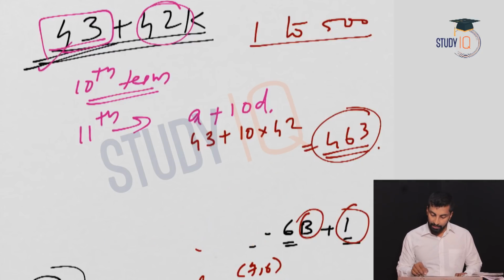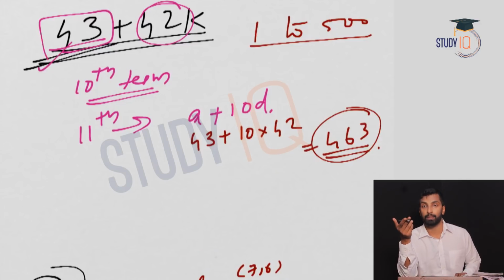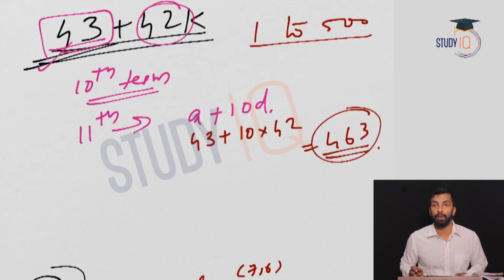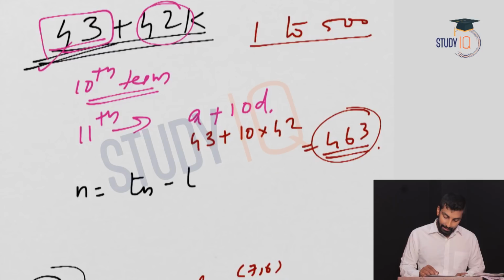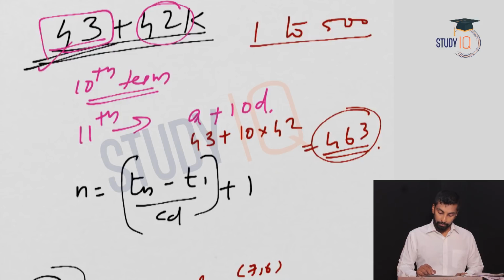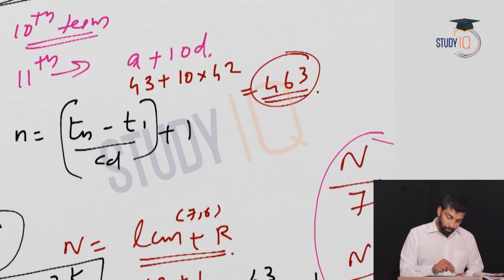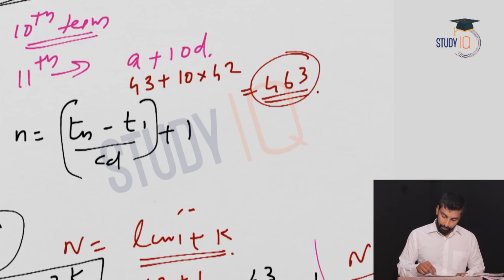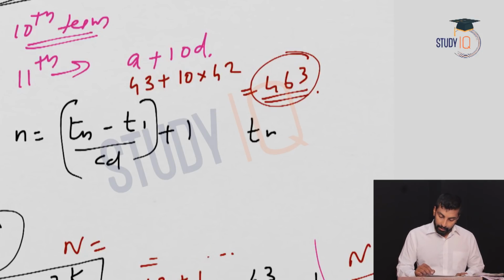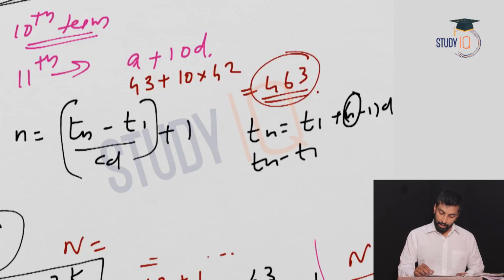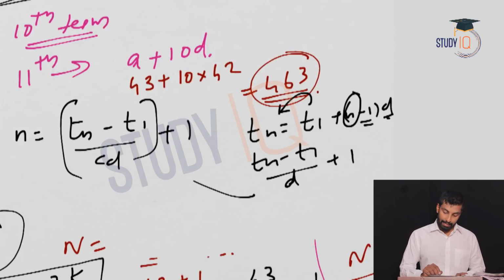So how many numbers means they're actually asking for n, the number of terms. If you know the first term and last term, you know how to find the number of terms. n is equal to (Tn, the last term, minus T1, the first term) divided by the common difference, which is 42 here, plus 1. I hope there is no need to explain this formula; we have already discussed it. Tn is T1 plus (n minus 1) into D. We need to find this n, so Tn minus T1, divided by D, then the minus 1 becomes plus 1, and that's exactly what you got here.